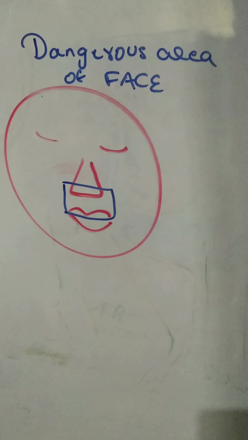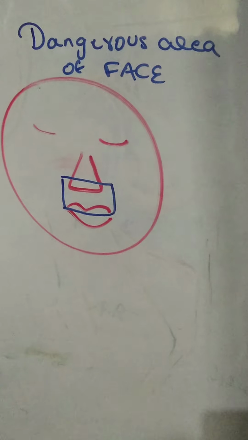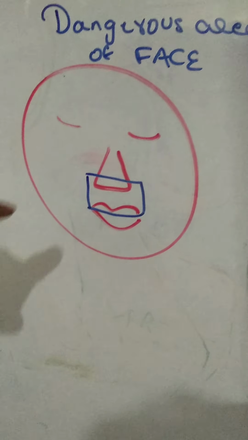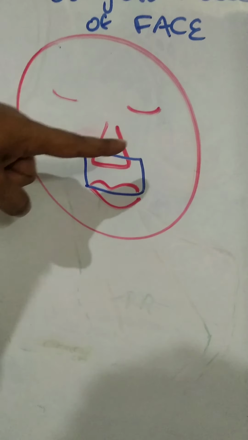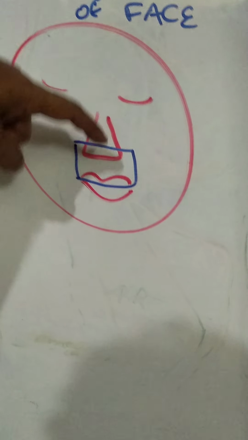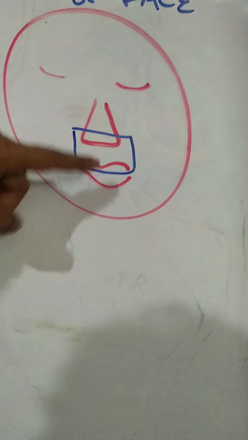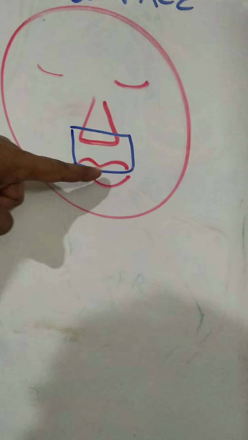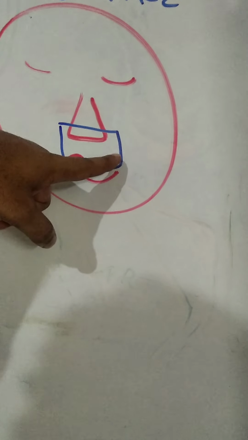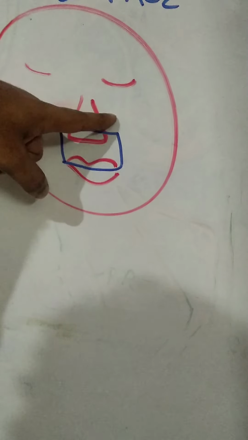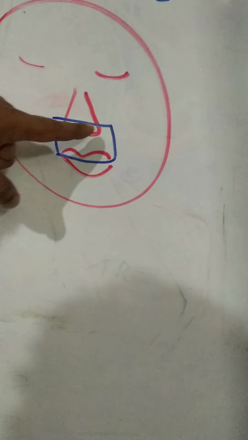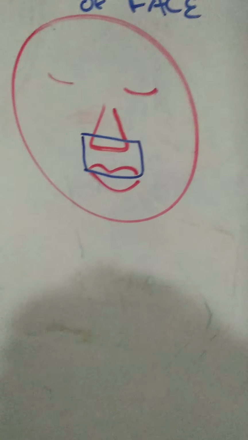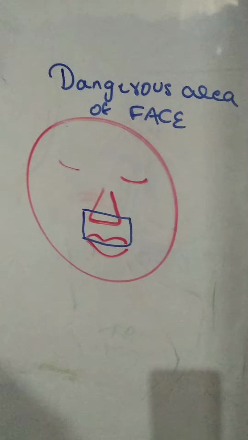Coming to the important clinical aspect, the dangerous area of the face. The lowermost part of the dorsum of the nose, including the anterior inferior part of the nasal septum, and the upper lip, including the adjoining area from the angle of the mouth. If you draw one vertical line upwards, the adjoining area of the cheek. So all these areas come under the dangerous area of face.